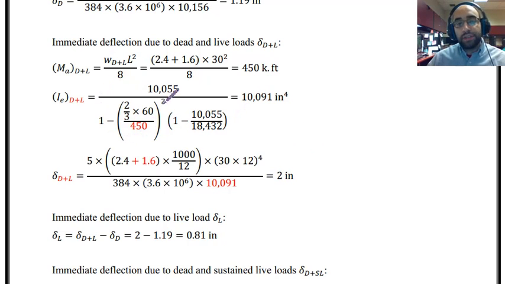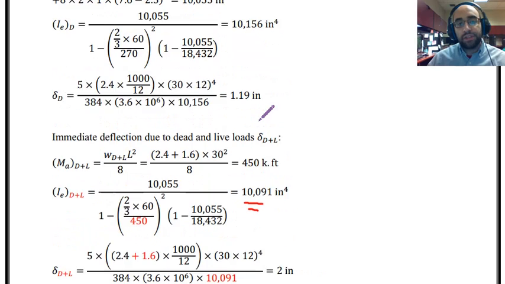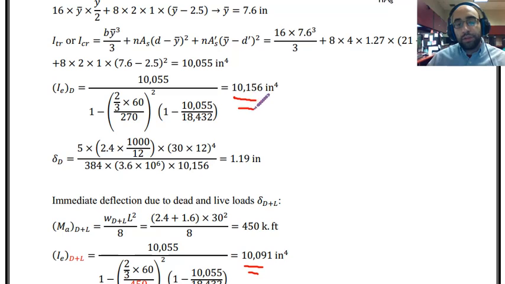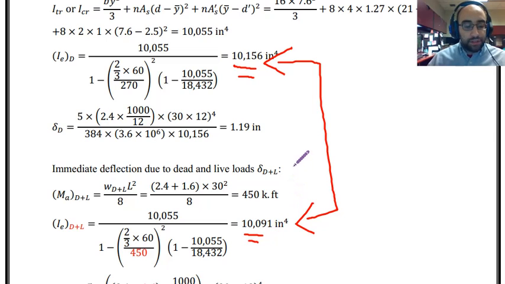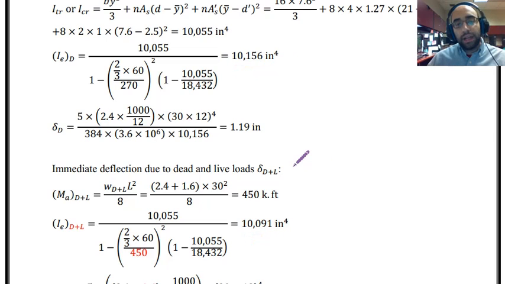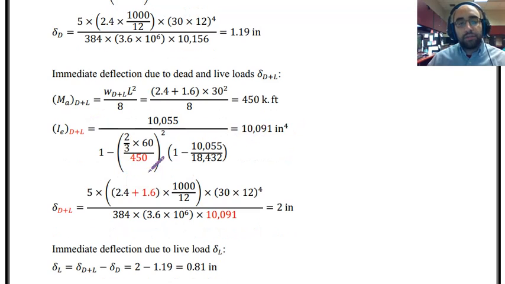Since the moment is increased, you can see the effective moment of inertia has decreased when we compare it versus the effective moment of inertia when it was just because of dead load. So looking at these values, you can see the applied moment increased, and that's why the effective moment of inertia has decreased. That is something that at least I always check when I'm solving problems to see if values are really reasonable or not.